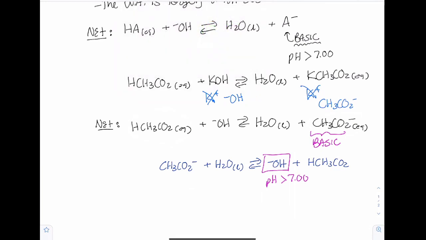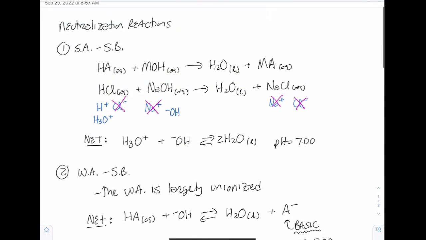So if we have a strong acid, strong base neutralization reaction, my salt is inert. Both of these are spectator ions. Neither one is going to react with water to produce hydronium or hydroxide. All I have is water then, so I have a neutral pH.